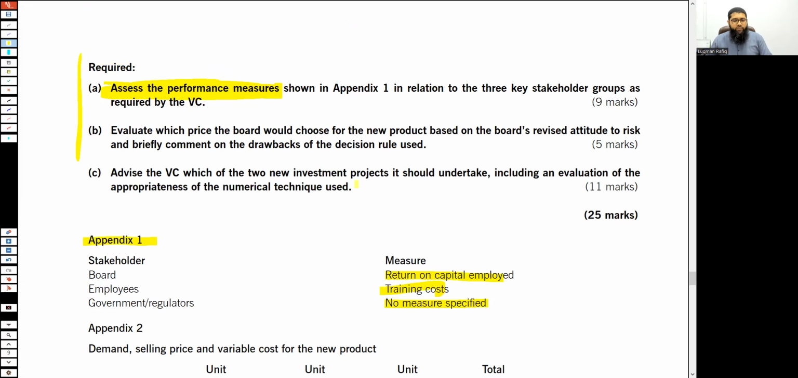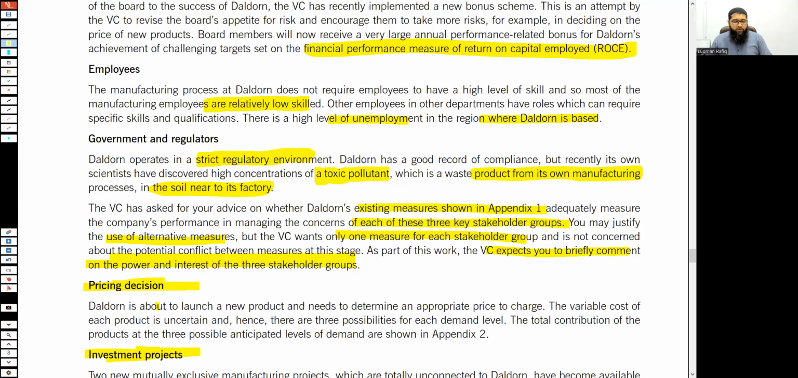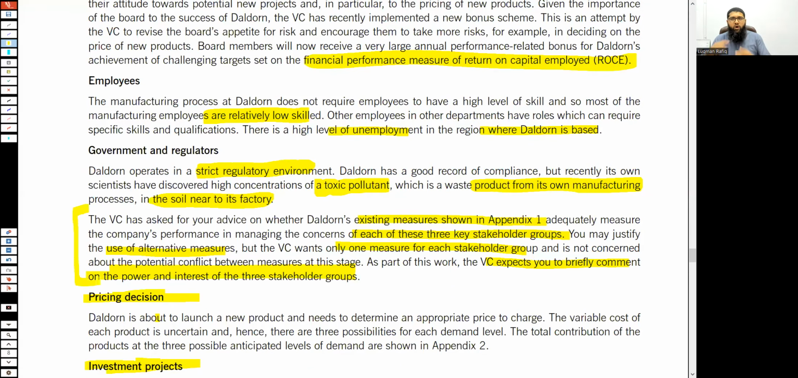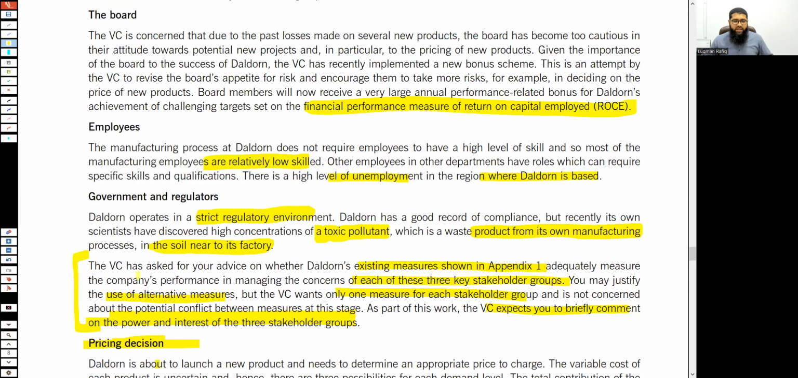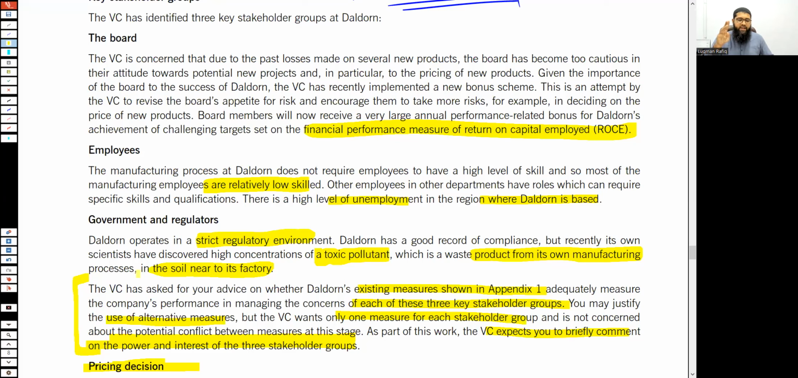Now, I want you people to attempt the requirement of the question. The requirement of the question is explained here. He wants you to classify each of the stakeholders under their relevant stakeholder matrix. Then you have to comment on whether the performance measure that is used is measuring the performance for them. And the third thing you have to do is suggest an alternate measure. But if you suggest an alternate measure, you have to justify it also. So over to you. I'm giving you 3-4 minutes. Try to categorize the board, the employees, and the governments and regulators into these categories.